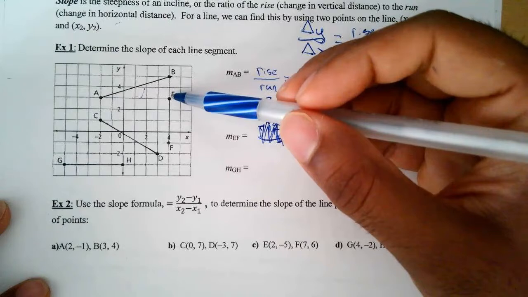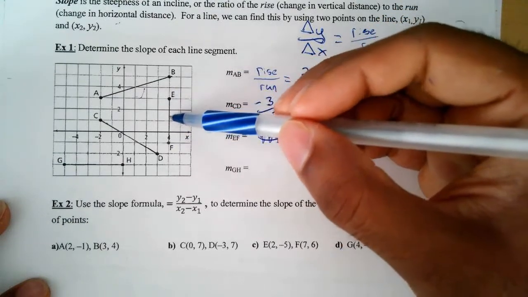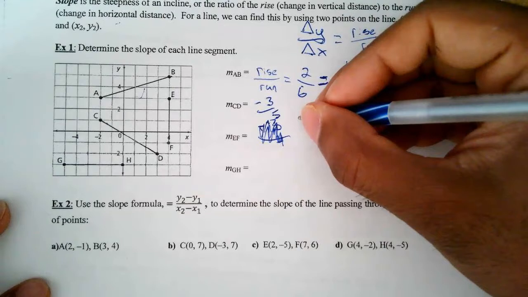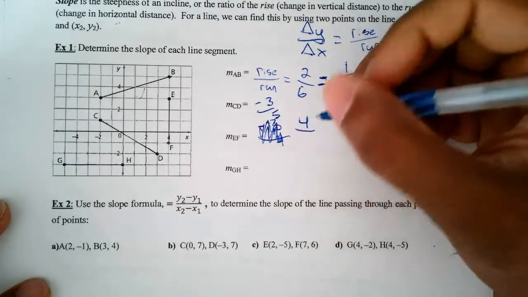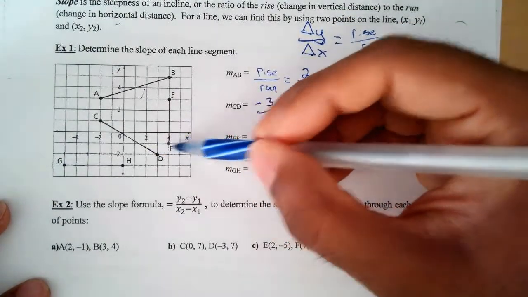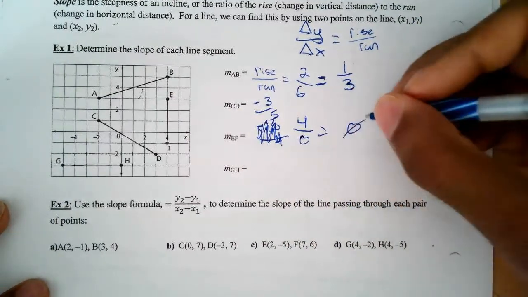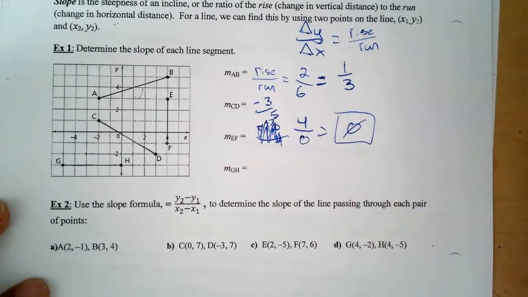Here we have the y going from E to F is 1, 2, 3, 4. And a change in x is not changing left and right, so it's 0, which is equal to, that's just like the undefined sign, right?